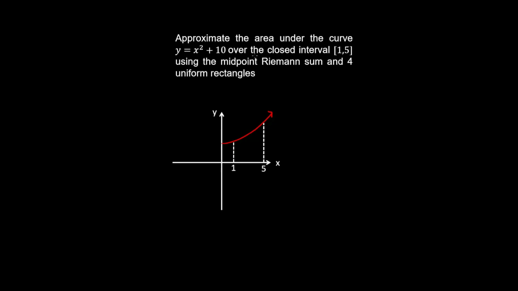Let's approximate the area under this curve defined by this function over the closed interval from 1 to 5 using the midpoint Riemann sum and 4 uniform rectangles. So basically, when we divide this curve into 4 uniform rectangles, and we're taking the midpoint of each of those rectangles to define the height of each rectangle, this would look something like this.